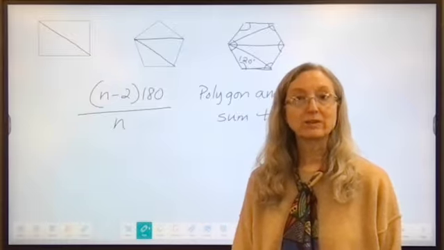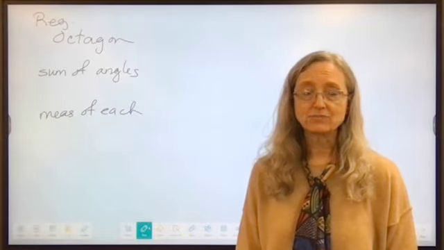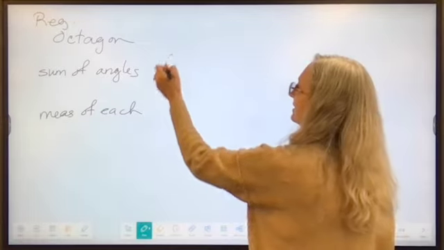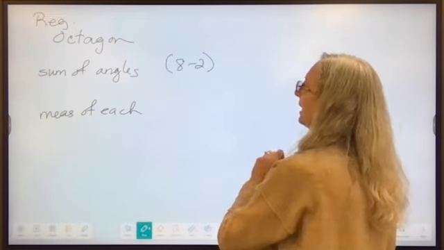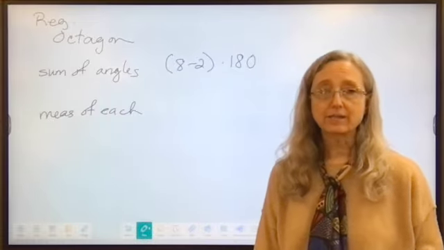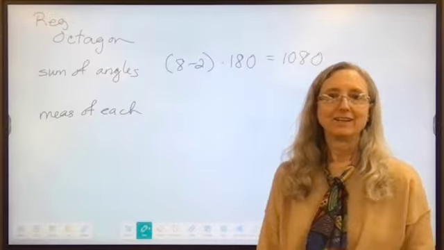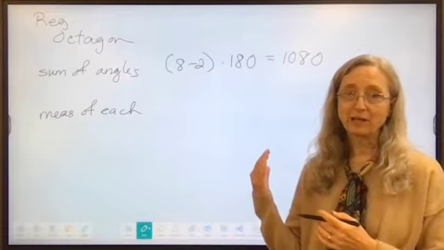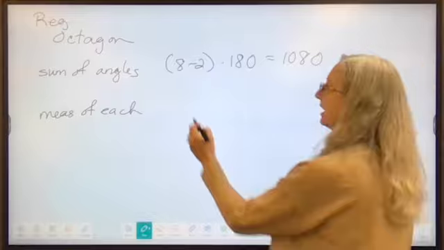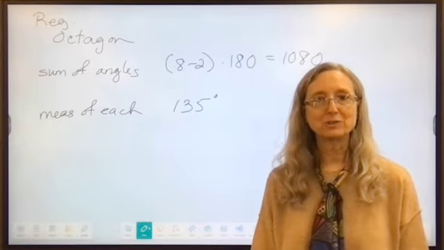Let's do the same thing with an octagon. An octagon has 8 sides. So to figure out the sum of all its interior angles, I would take 8, subtract 2 from that, and multiply that times 180. So 6 times 180. I believe that's 1080. Then I would divide that total, 1080, by the number of sides, or by 8, and I would get 135. So each angle has a measure of 135 degrees.